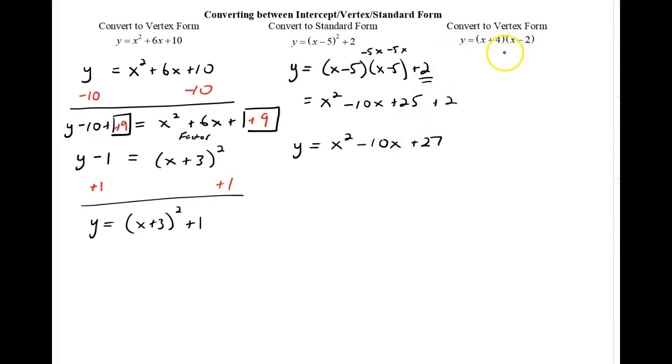And then finally over here, we're going to go to vertex form. So to go to vertex form, I'm going to have to go to standard form first. So I'm going to FOIL that out. And so I get x squared plus 2x minus 8. And I'll go down here to give a little bit more room. So now I'm going to complete the square on this. So when I complete the square, I'm going to move that 8 over just to get it out of the way.